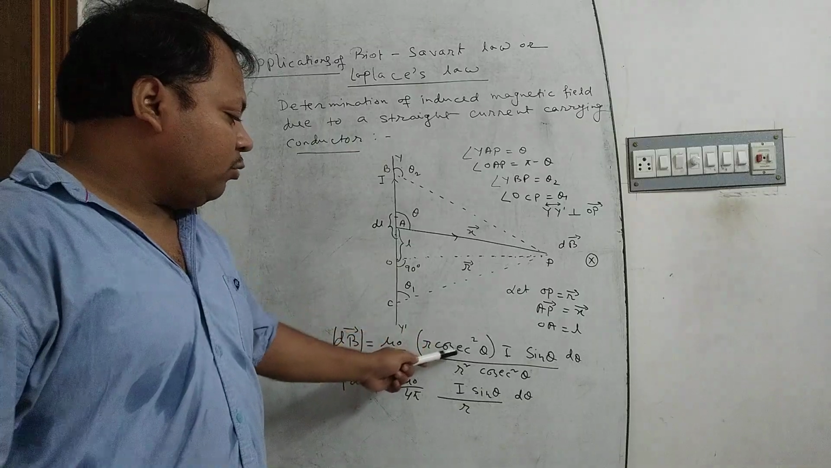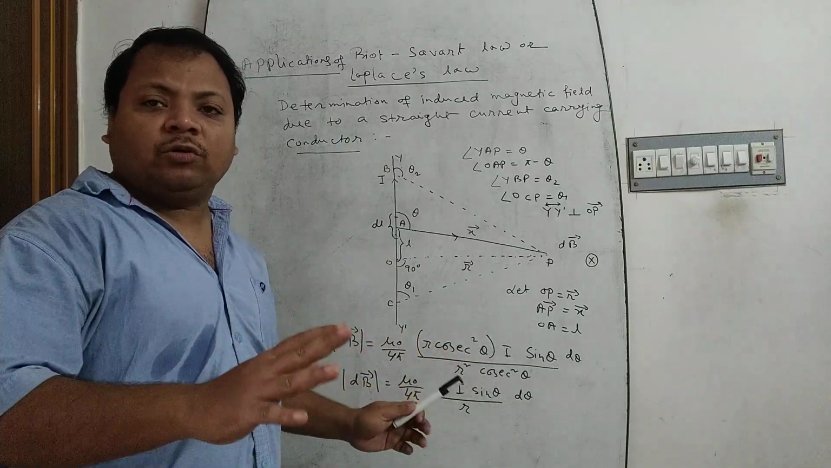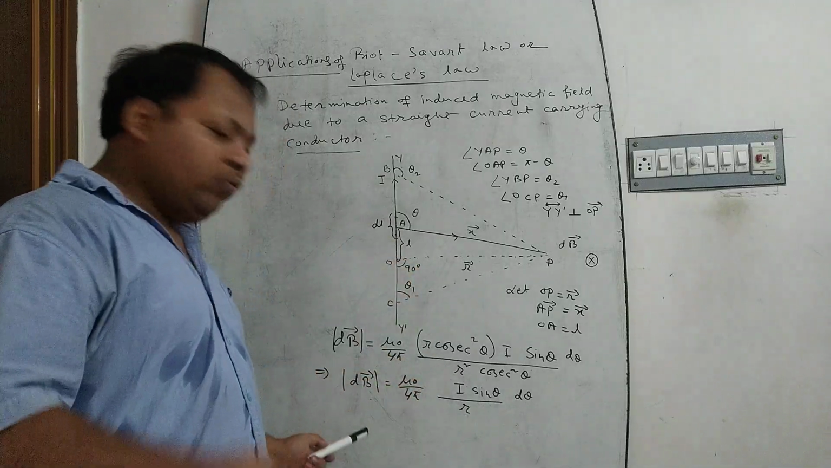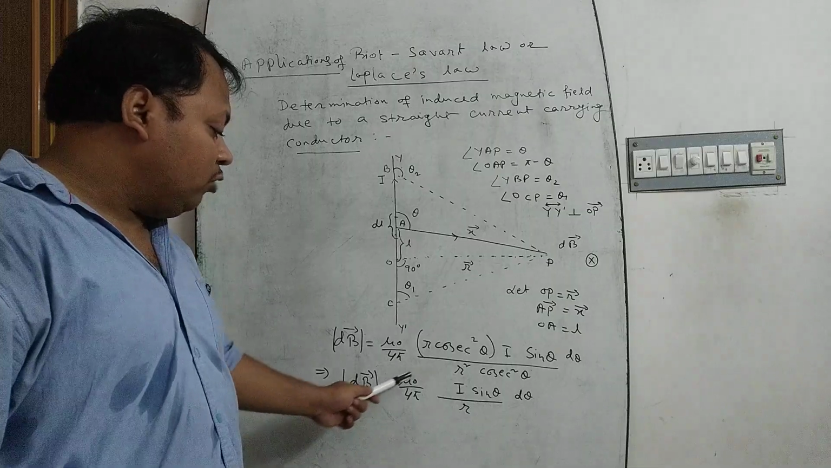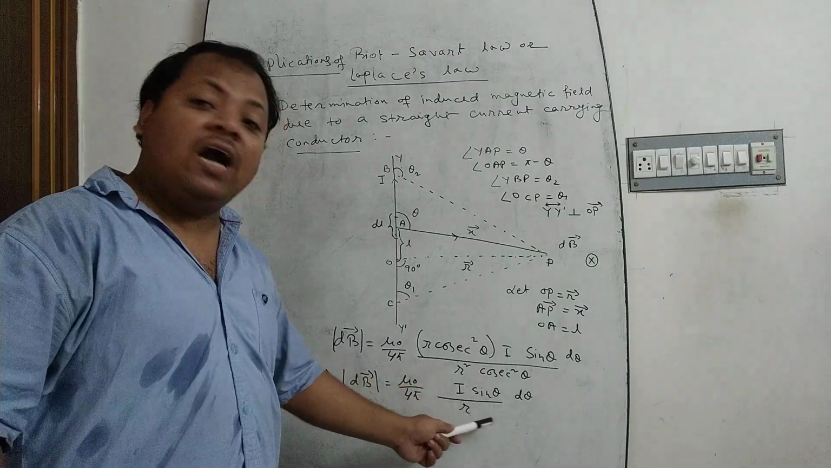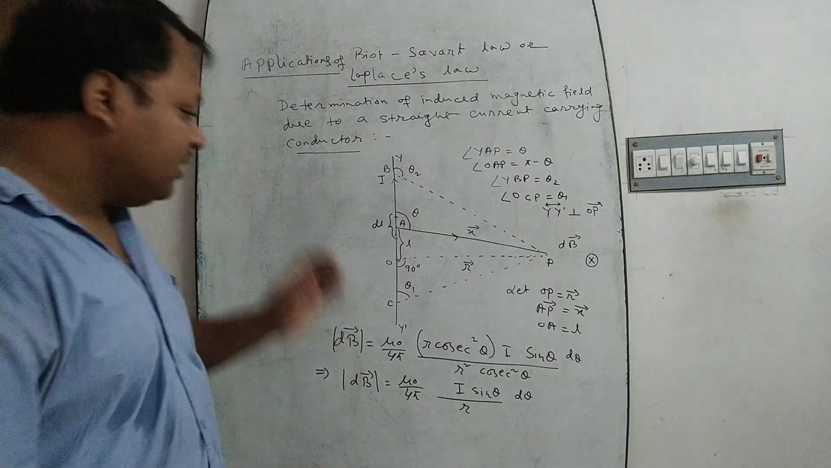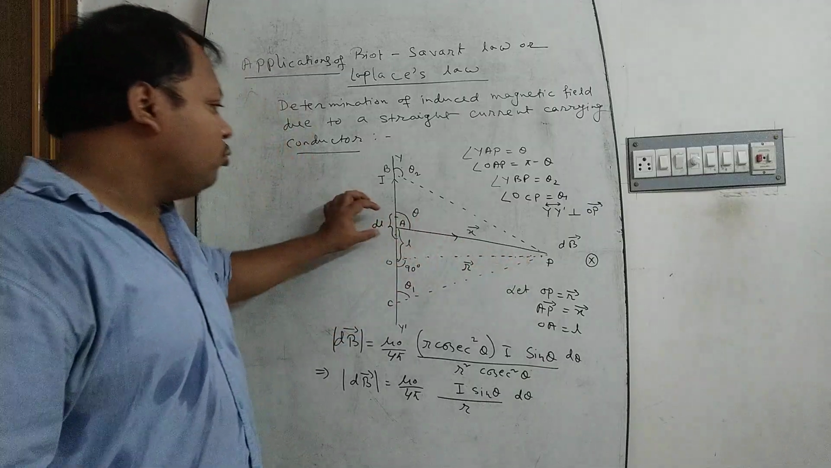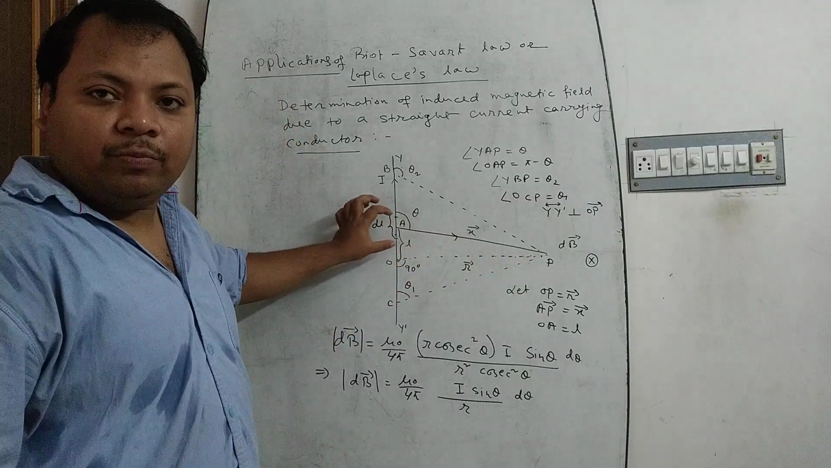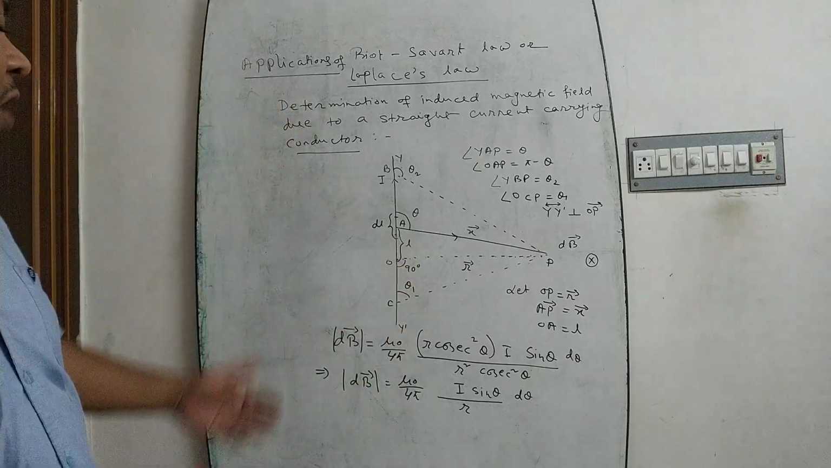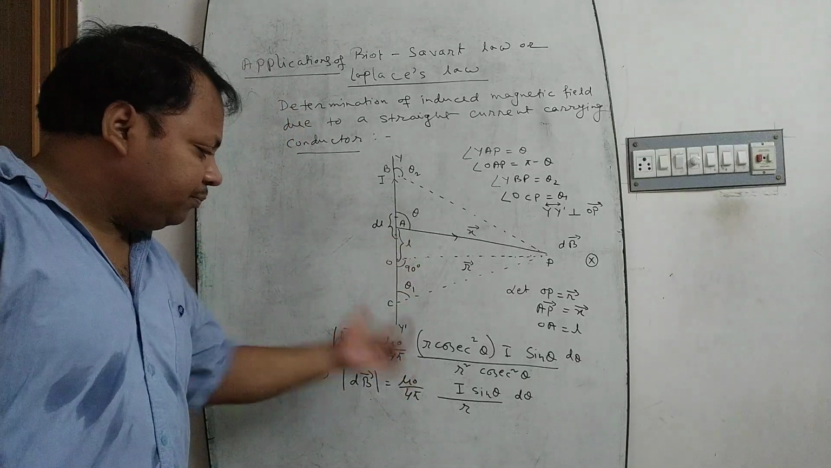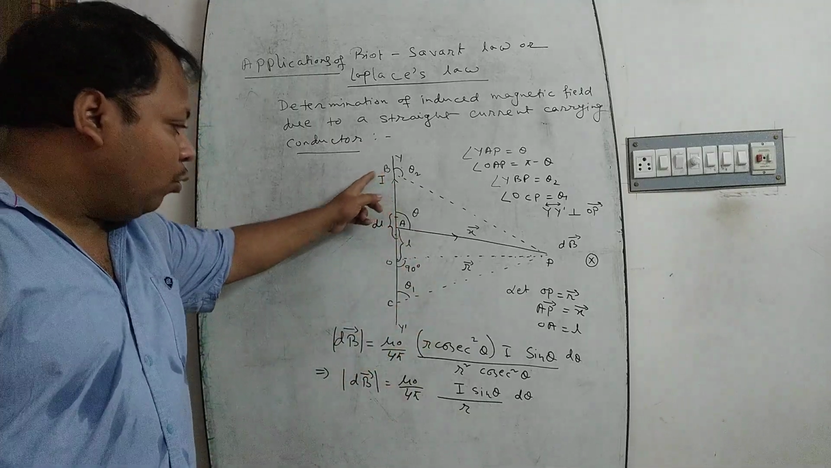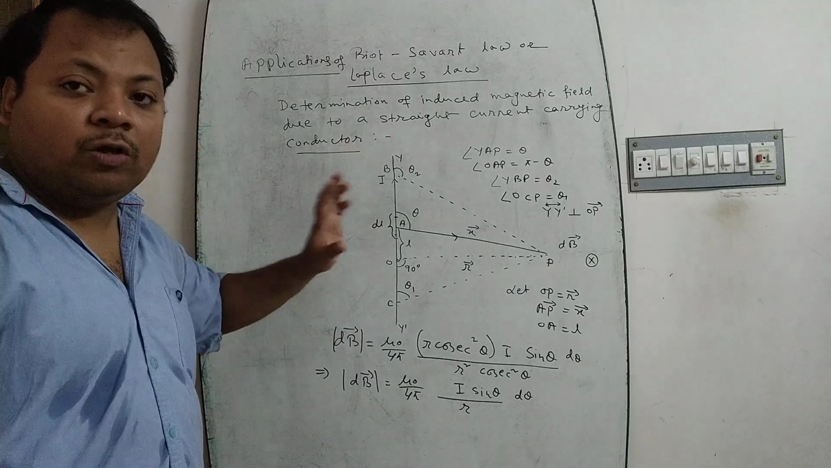Now, cosec square theta by cosec square theta becomes 1 and r by r square becomes 1 by r. Therefore, we can write mod of dB is equal to mu 0 by 4 pi, I sin theta by r, d theta. This is the magnitude of induced magnetic field at the point P due to the small portion dl of the wire. Now we can integrate this expression easily to find out the induced magnetic field for the whole wire or for the portion of the wire BC.